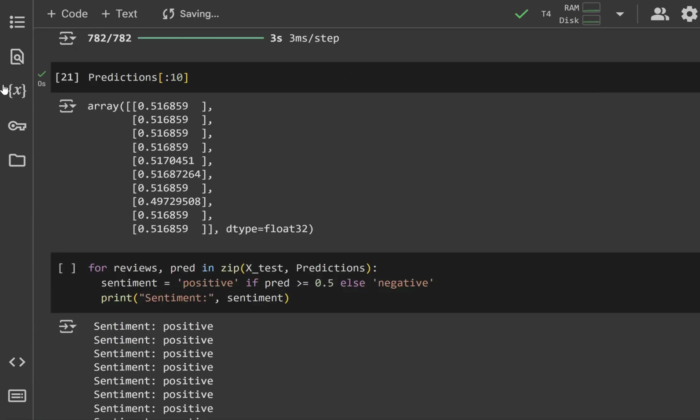So here the logic is, if any of the review probability is equal to 0.5 or more than that, that is a positive review. If something is less than 0.5, that is negative. This is positive, this is positive, positive, positive, this is negative, positive, positive. I'm applying a simple condition here that will just convert this prediction into a positive or negative direct label.